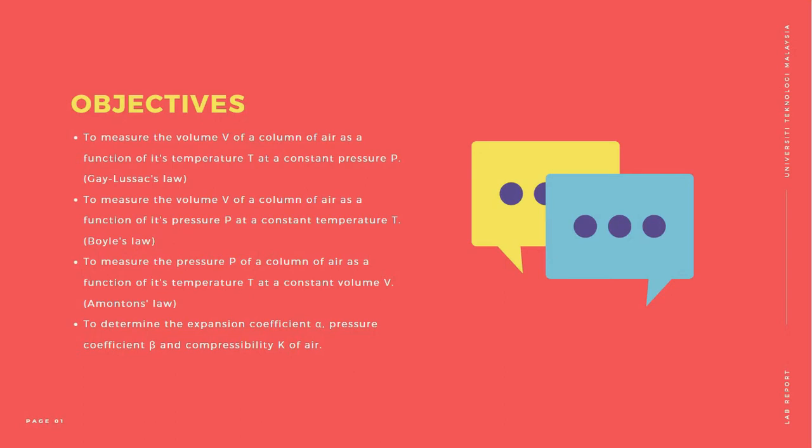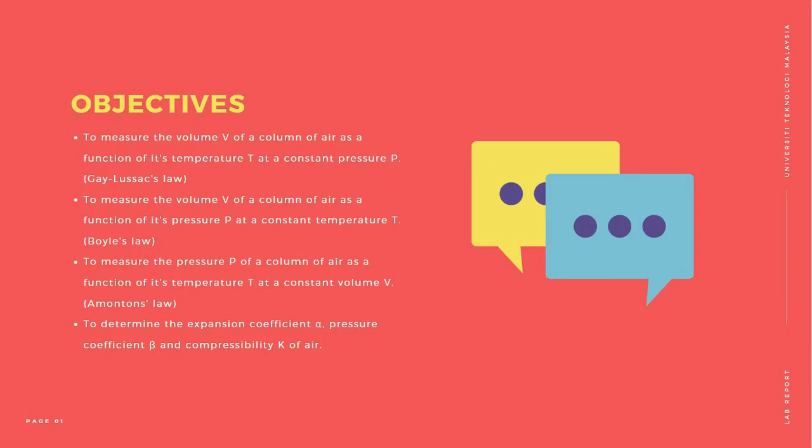The second objective is to measure the volume of a column of air as a function of its pressure P at a constant temperature T. This is following the Boyle's law. The third objective is to measure the pressure P of a column of air as a function of its temperature at a constant volume. This is following the Amonton's law.